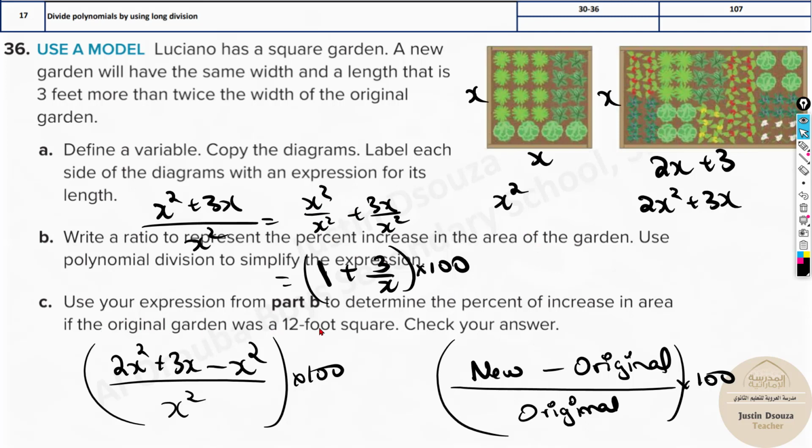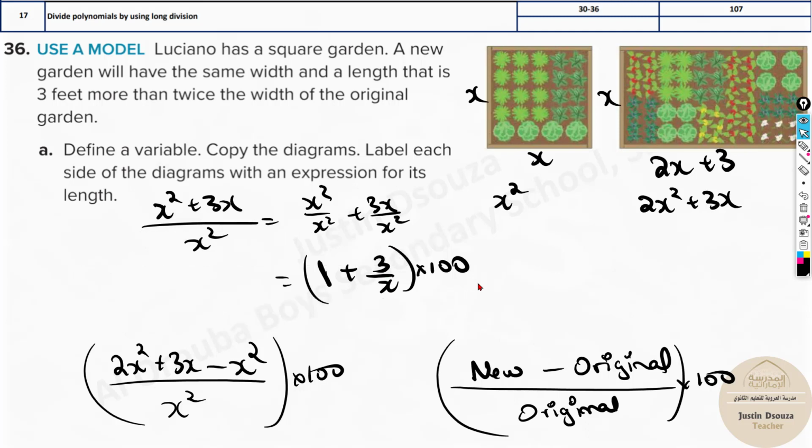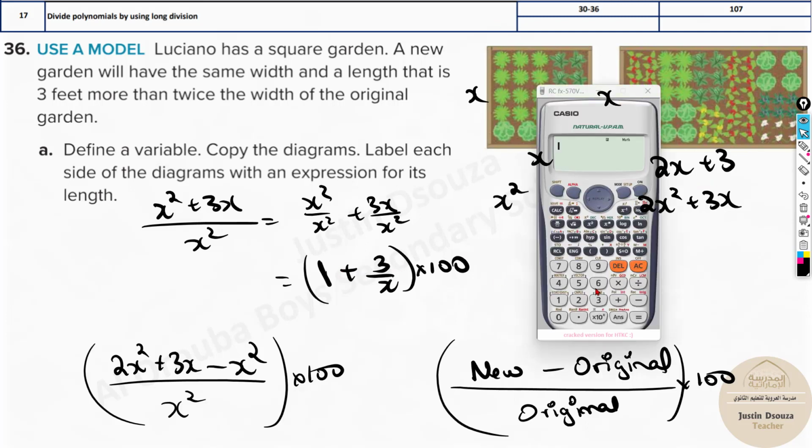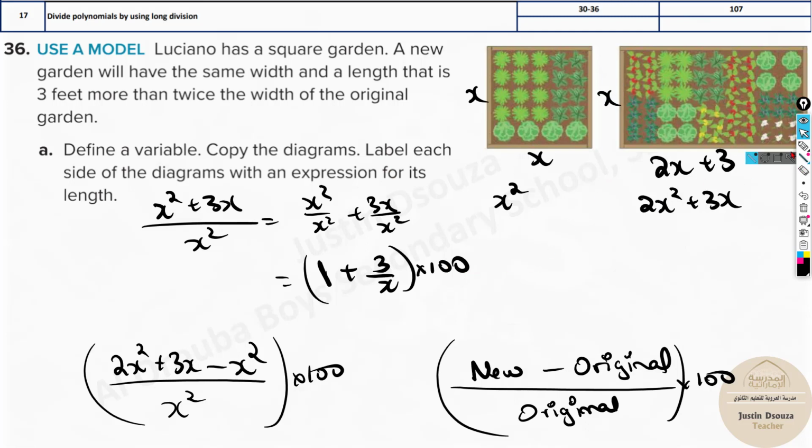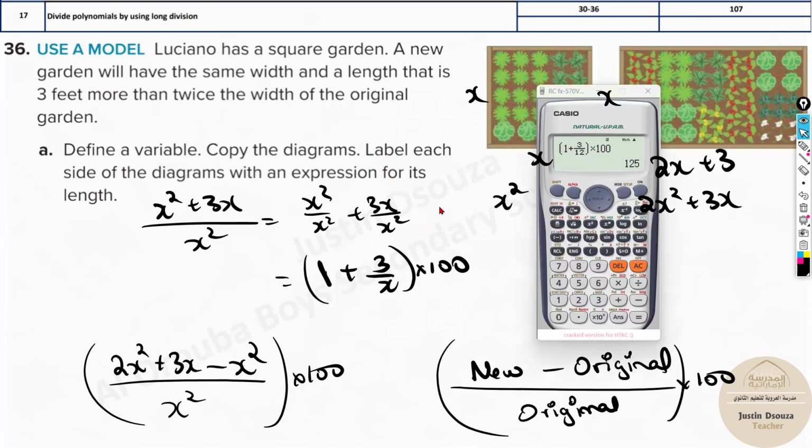Now they are telling, if the original garden was 12 foot square, find the answer. Okay, if x was 12, just use the calculator over here, guys. We will take a calculator and solve. Here all you need to do is 1 plus 3 by 12, the whole thing in brackets, multiply it with 100. So it's 125. So the percent increase from the old to the new one is how much we got? 125. I just now had the memory of a goldfish because I forgot what the number was. It's 125%. Okay, it's percentage.